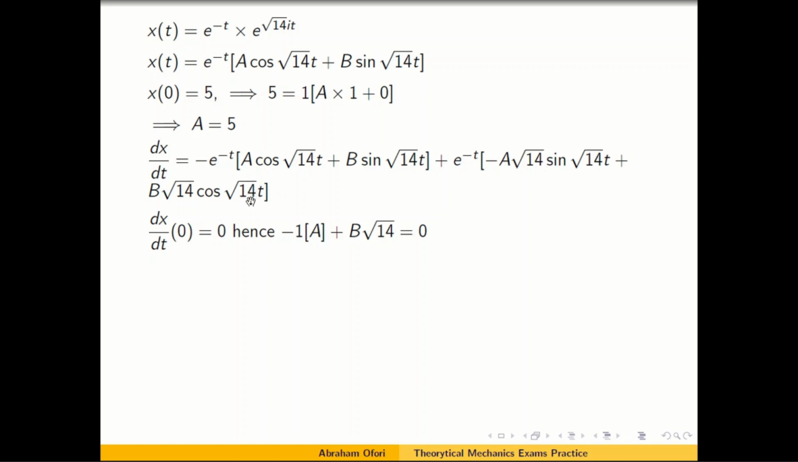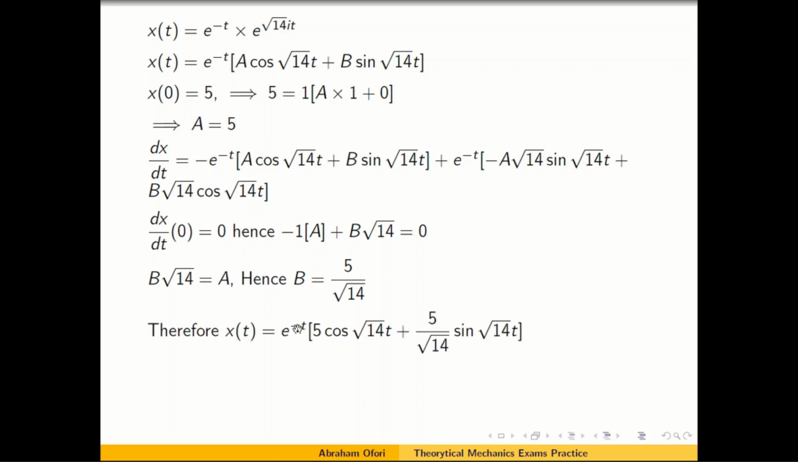Then cos of 0 will give me what? 1. So I'll be left with b square root of 14 times the 1 here, and that will be b square root of 14. Now, I try to simplify and solve for b. b is equal to 5 over square root of 14, since we know a. Then after that, we just write our main function or equation for x of t.